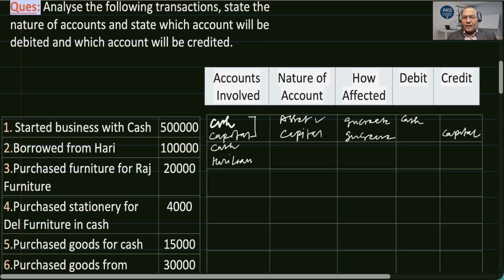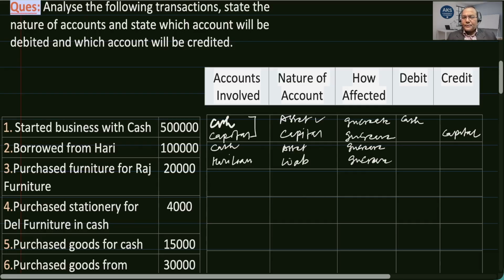Now nature of account, cash is asset, so we'll write here asset. Hari's loan is liability, so we'll write liability. Now how affected? Whether there is an increase in asset or decrease, or increase in liability or decrease in liability. So because cash is coming into the business, there is increase in cash or asset, and liability, there is furthermore increase in liability. I hope this is understood.